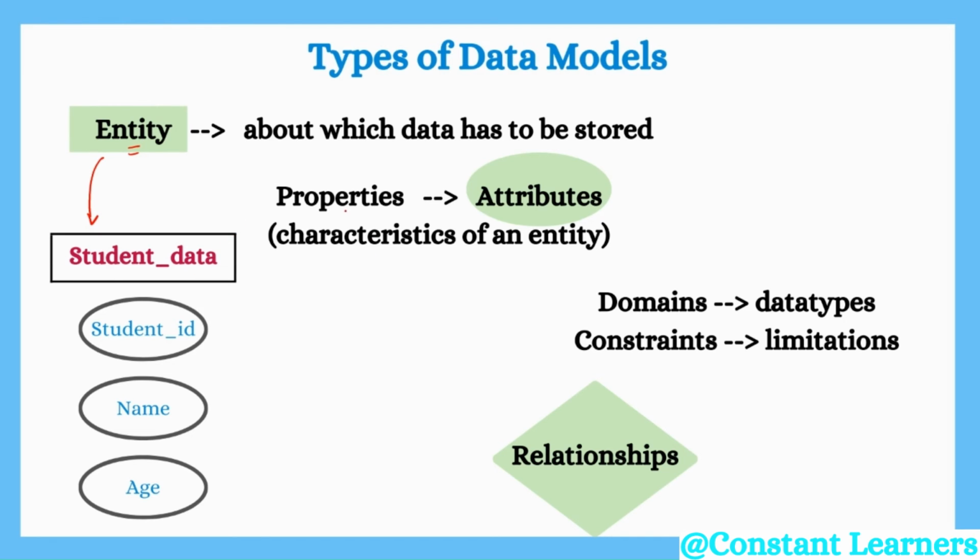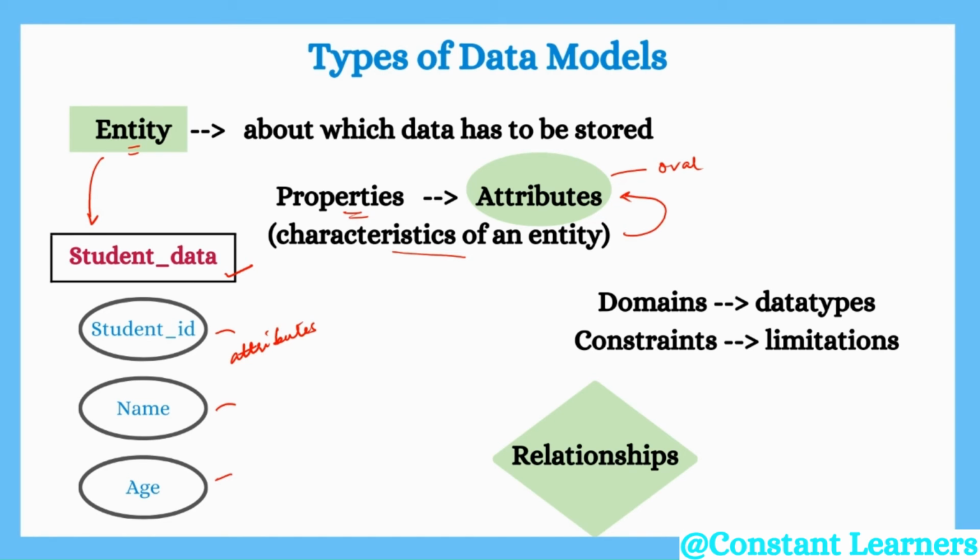Then the properties of the entities, or we can say the characteristics of the entities, are defined by the attributes. Just like in the relational model, attributes define the characteristics or properties of an entity, right? But in the case of the entity relationship model, the attributes are defined inside an oval. Just like here, student ID, name, age. What are these? These are the attributes of which entity? Attributes of the entity student_data, right?